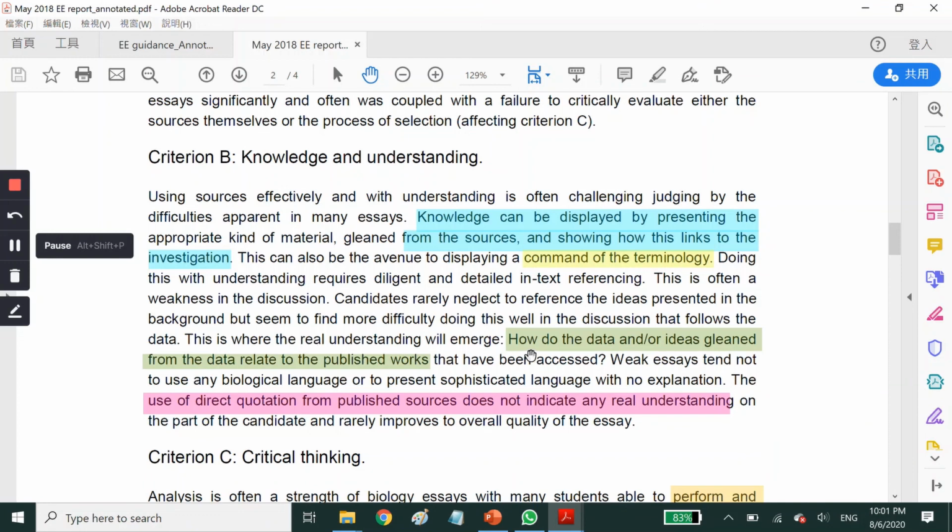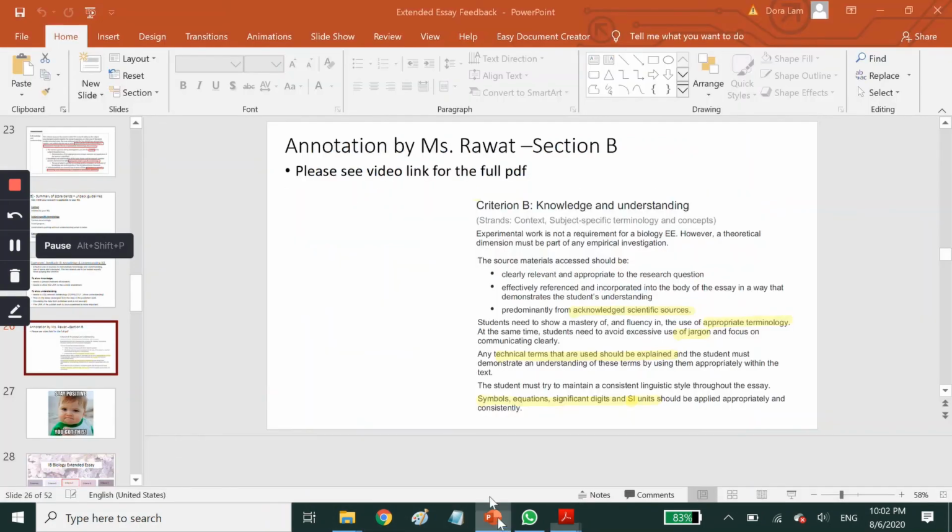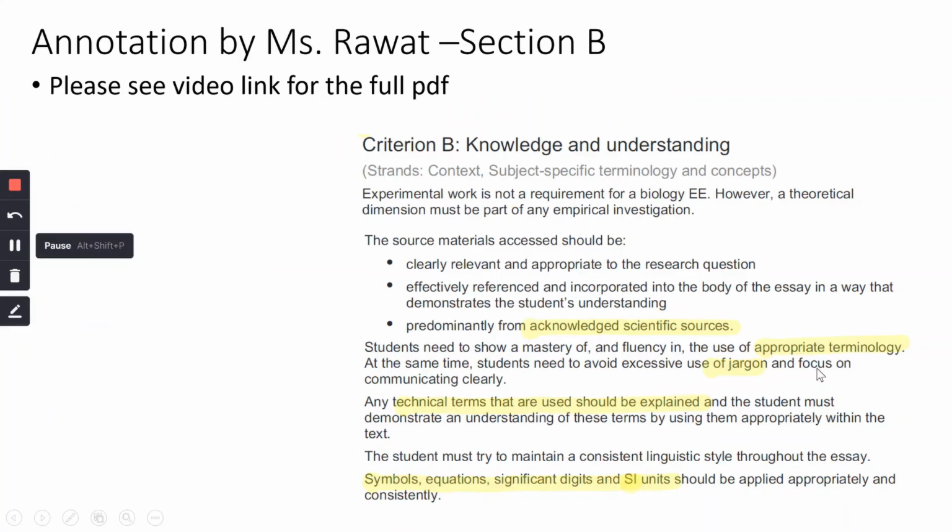And so the key idea is how the data, or the ideas from the data, relate to the published work. So what is the relation between your external references and your experiment? Direct quotation does not really indicate real understanding, so we need to try to avoid it. Yes, you can quote it, but after you quote it, you need to refer to it. So that's the idea. I think that's about it.